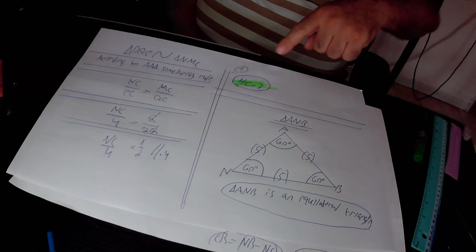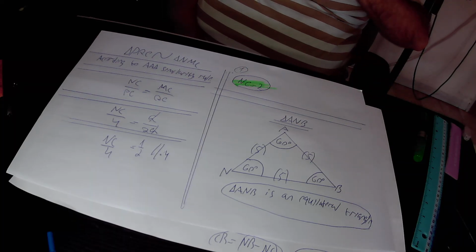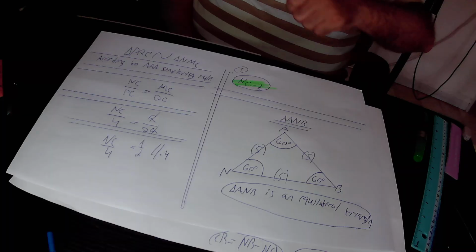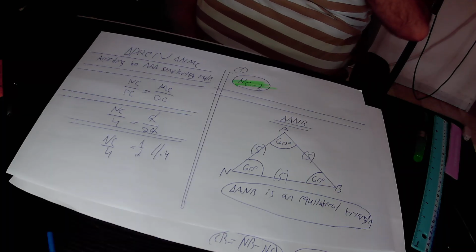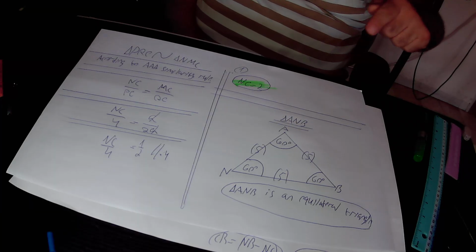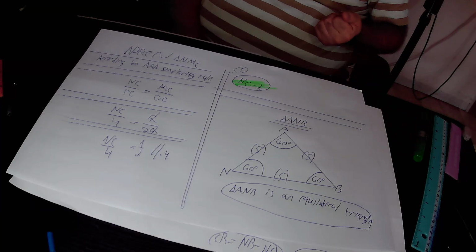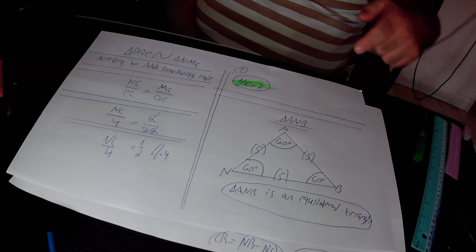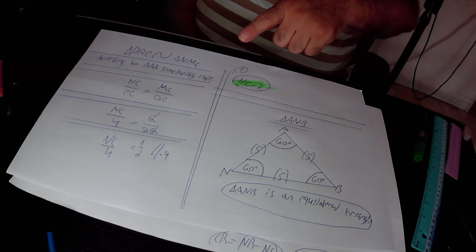So in the big triangle A and B, all the angles are equal to each other, each of them is equal to 60 degrees, and therefore this triangle A and B must be an equilateral triangle. And we know that all the sides of any equilateral triangle are equal to each other.